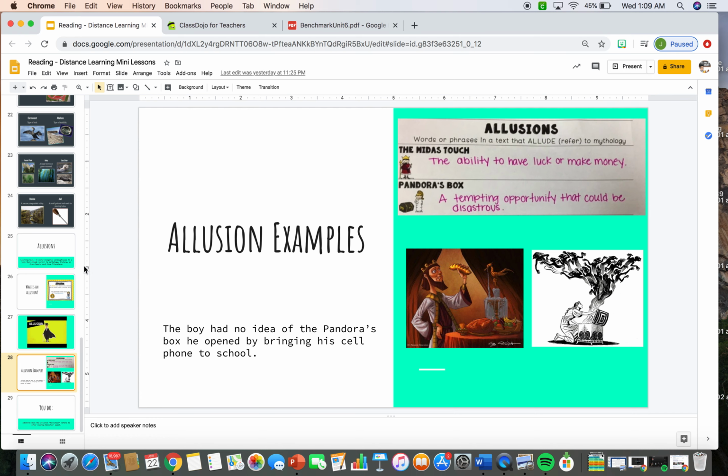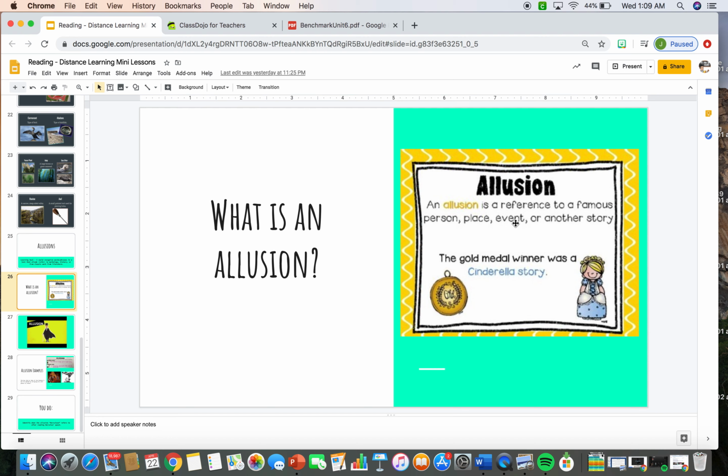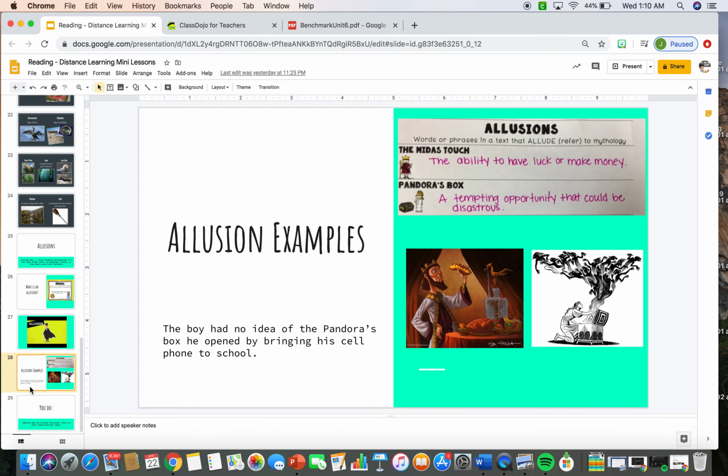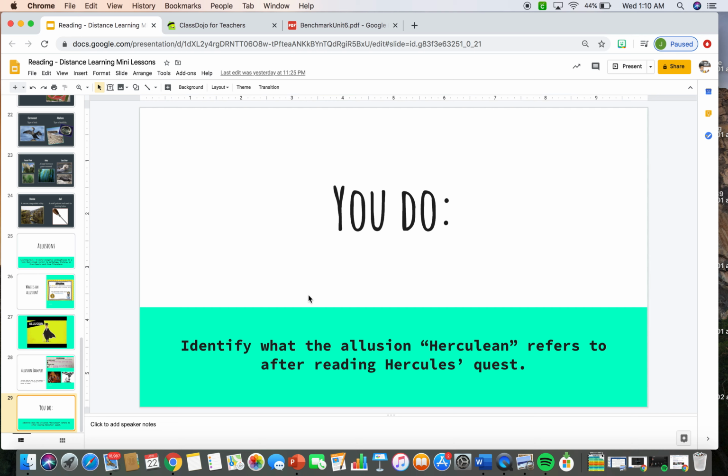Okay, so that's what an allusion is. You're taking reference to a famous person, place, event, or story to help convey a meaning. Okay, so your task today, you're going to identify what the allusion Herculean refers to after reading Hercules' Quest in your benchmark book. Okay, so after you're done reading Hercules, you're going to ask yourself, all right, what is Hercules like? Like, if you see that word, what do you think it may mean, just based on what he does in the myth?